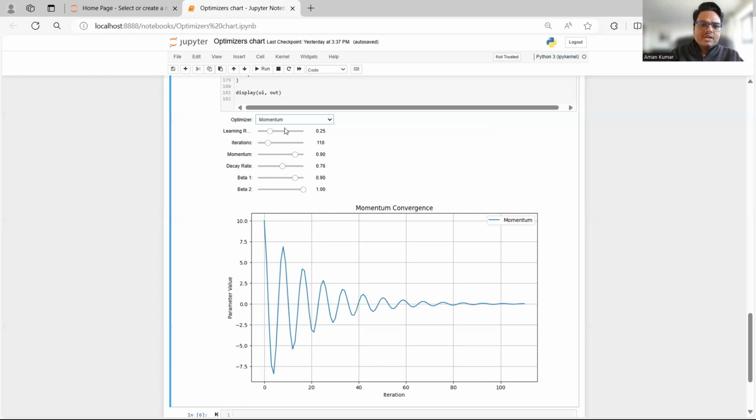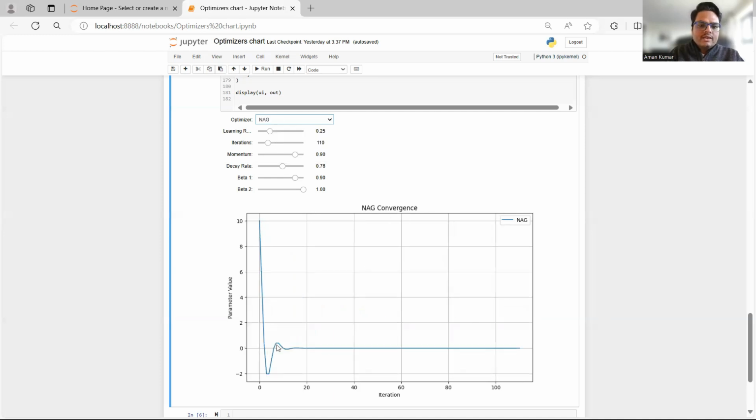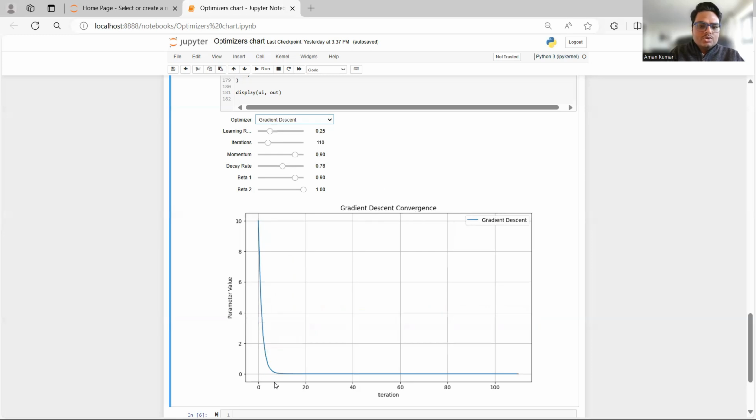Now, how is NAG different? As I was telling you, momentum is also converging close to zero, it had started coming to zero, but towards the end it is taking more iterations. But NAG will solve that problem. See here, NAG is not taking that much time in coming to zero. The gradient descent, close to 15-20 iterations, is stabilizing at zero.